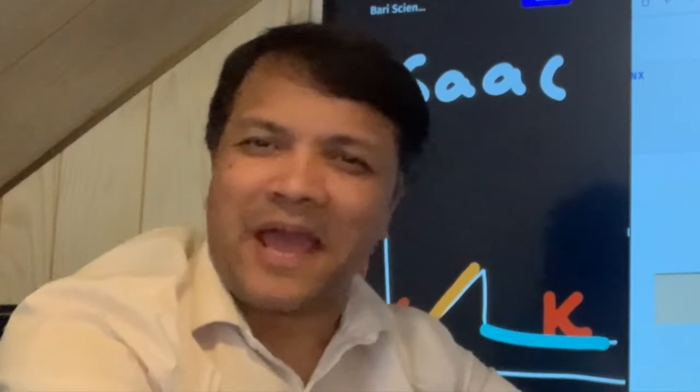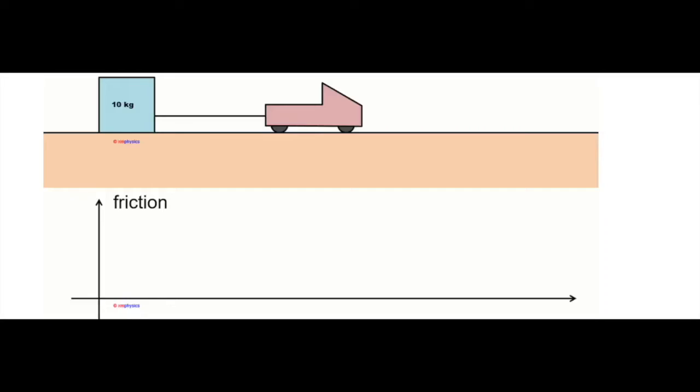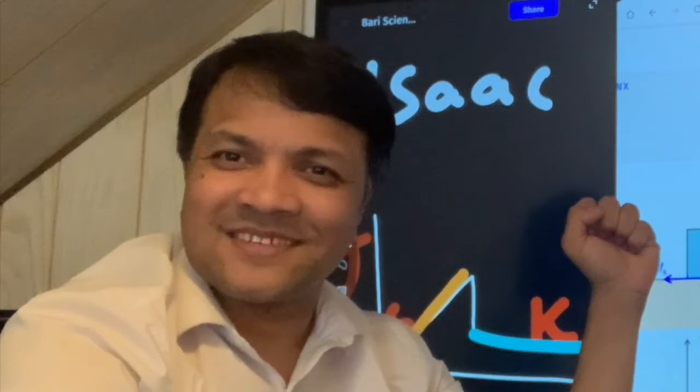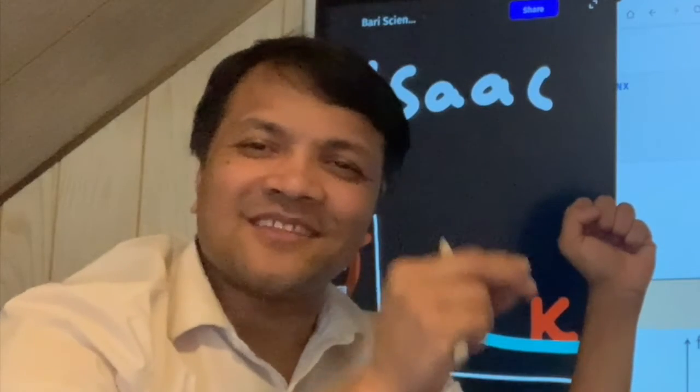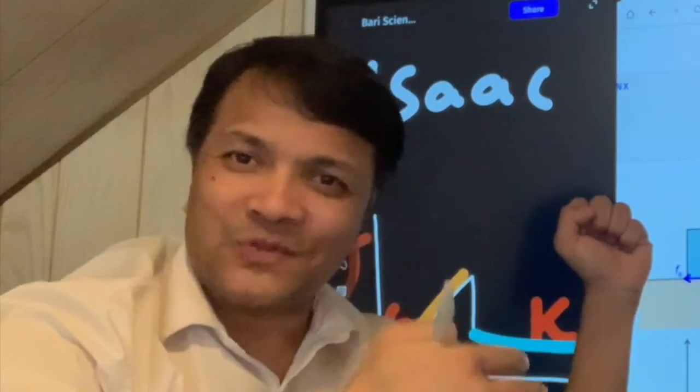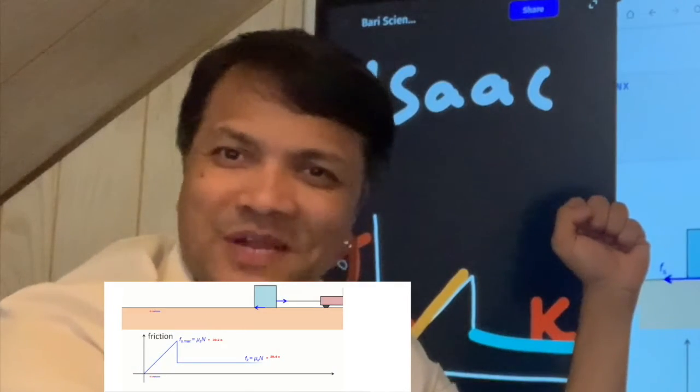So let me go back to this story. All right, at 0 seconds, Mr. Berry applies 0 Newton, so force of friction is 0 Newton. At 1 second, Mr. Berry applied 10 Newton. Now force of friction is of course 10 Newton. Box is at rest. Why is the box at rest? Well, in order to move the box, Mr. Berry has to apply more than maximum static friction.